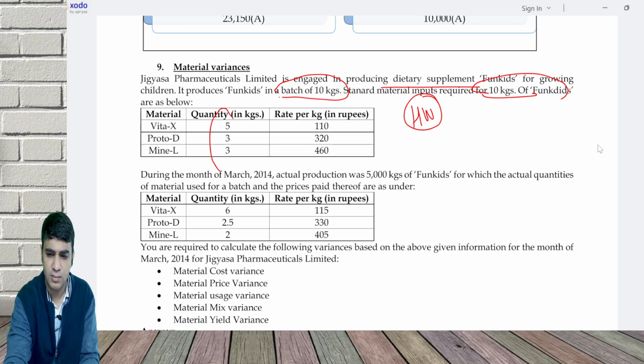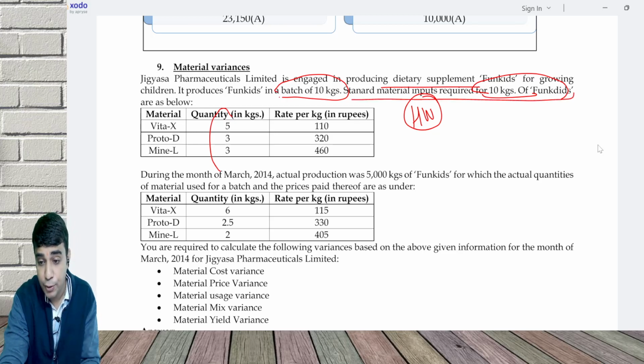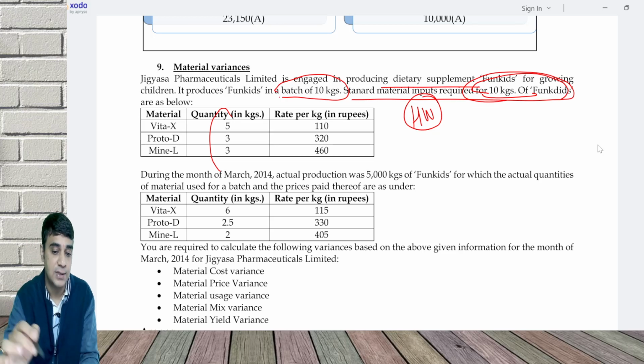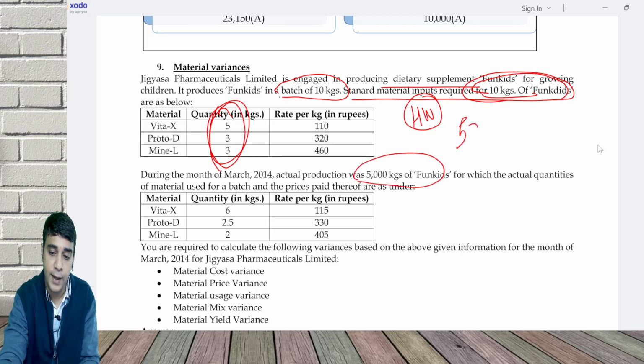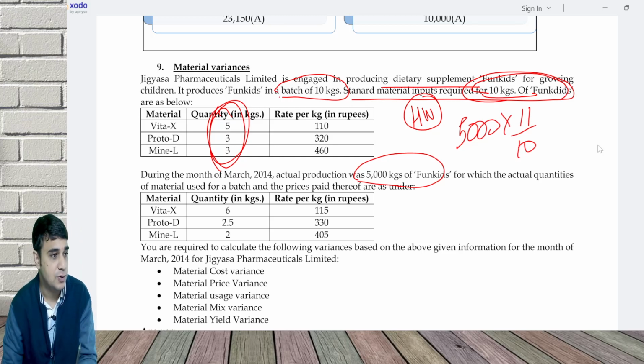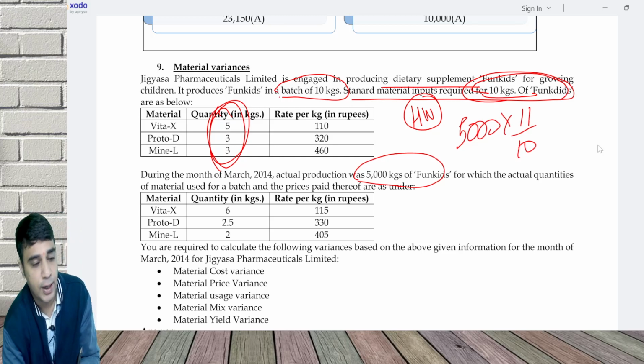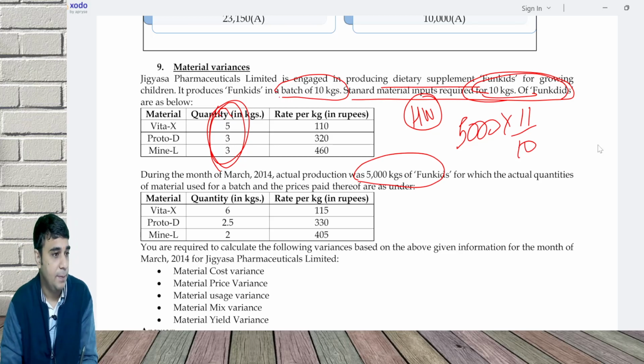Just give me a minute. Okay, not 10 is to 10. Standard input required for 10 kg of fun kits are as follows. You need 11 kg of input for 10 kg of output. The actual output is 5,000. So 5,000 into 11 by 10, split in the ratio of 5 is to 3 is to 3, or directly you can do 5,000 into 5 by 10, 3 by 10 and 3 by 10. That will give you the standard quantity.